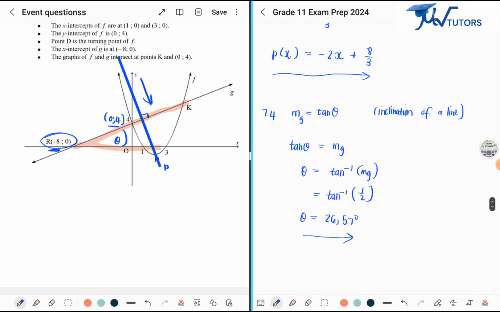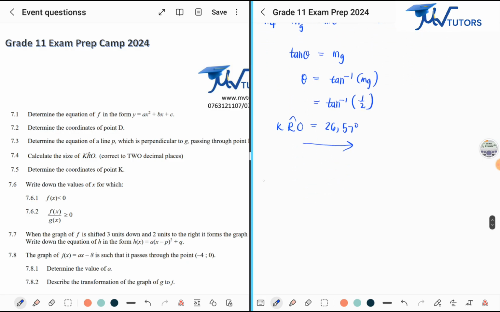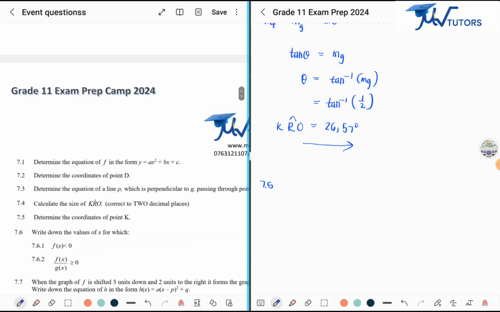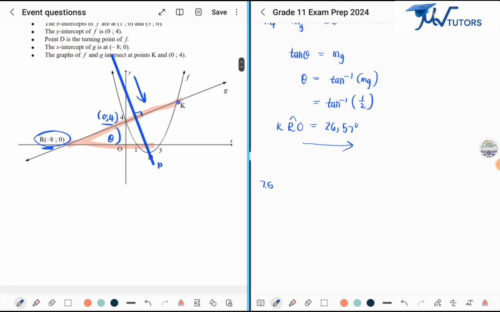And that's basically R. Let me just write it as they asked for it. So that's basically KRO. Oh, they did say correct to 2 decimal places. Now 7.5, it says determine the coordinates of point K. Oh, there it is. So K is the intersection of your 2 lines.